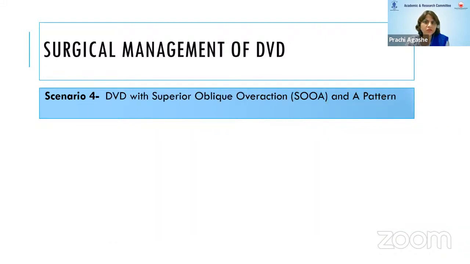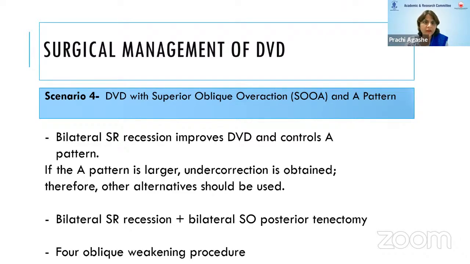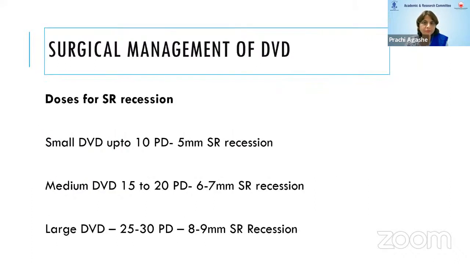Scenario 4 is DVD with superior oblique overaction and A pattern. Here, bilateral SR recession alone may be sufficient when the A pattern is small. When it is larger, then bilateral SR recession with bilateral SO tenectomy can be done. And a 4 oblique weakening procedure can be done when it is associated with large angle horizontal tropias.